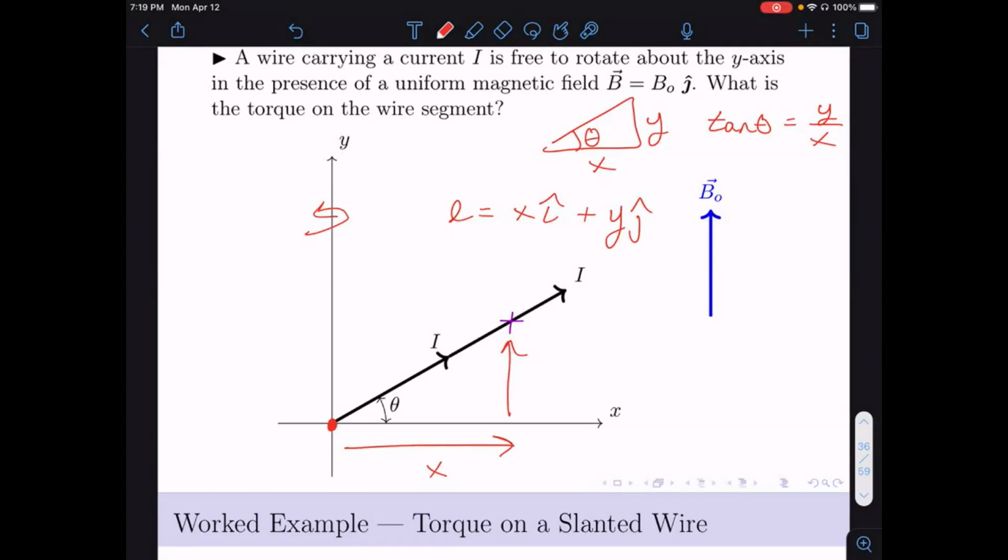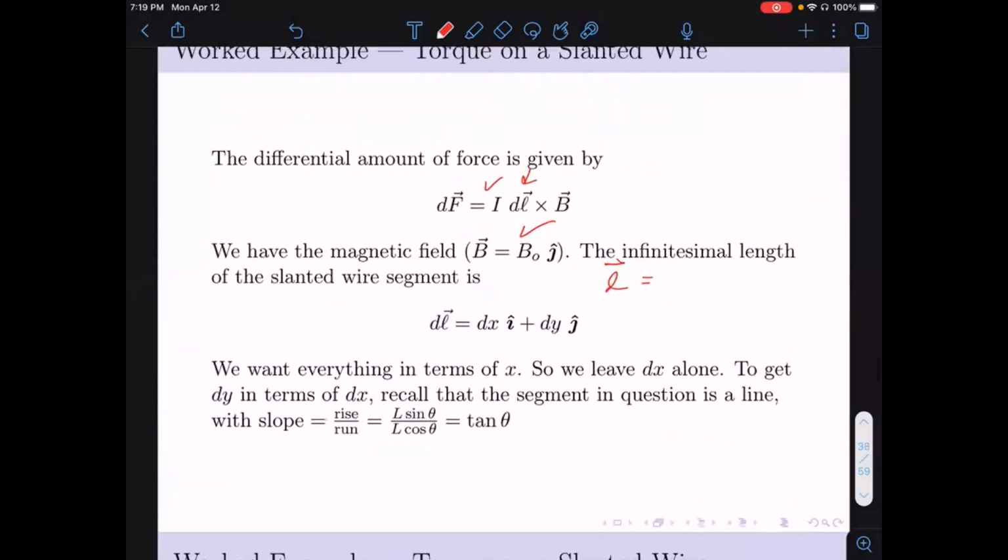So I'm going to do that, and I'll say that I have x i hat here plus x tan theta j hat. And now I've already eliminated my Y variable almost immediately. I don't have to drag it around anymore. So from here, I got my length. From here, I can just go through and take my derivative of this length vector to get my differential length. So that's where we'll pick up back down here.